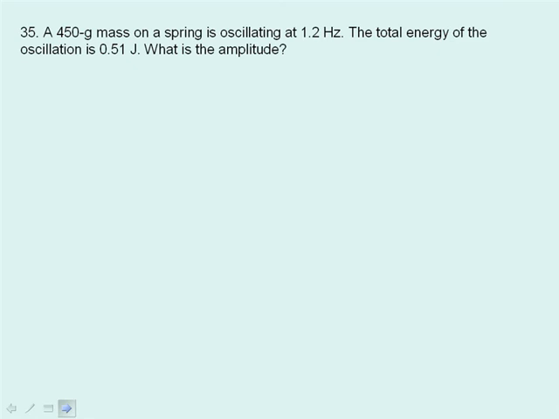Okay, a 450 gram mass on a spring is oscillating at 1.2 hertz. The total energy oscillation is 0.51 joules. What is its amplitude? Well, a similar problem is what we did before. I have E is equal to 1/2 mv squared plus 1/2 kx squared. That's the total energy, 0.51 joules. It's the energy in the spring plus the kinetic energy. We're assuming that you have this spring that's set up like this, and so this object is oscillating back and forth. So there is no gravitational potential energy.